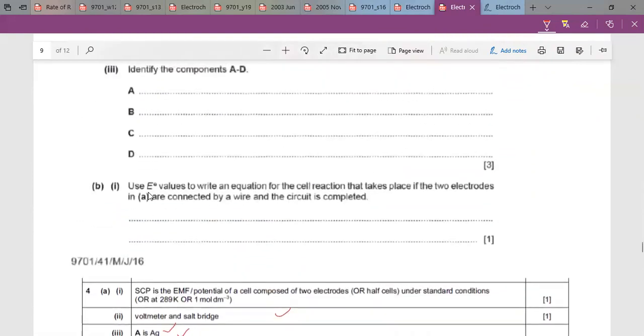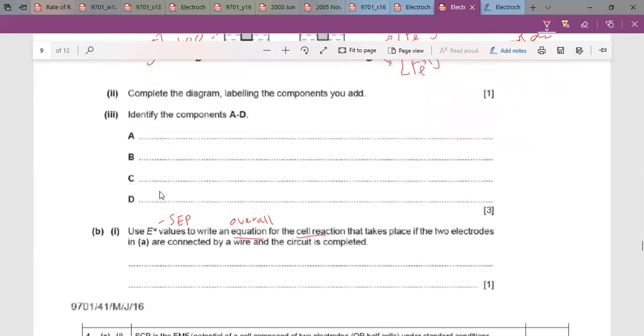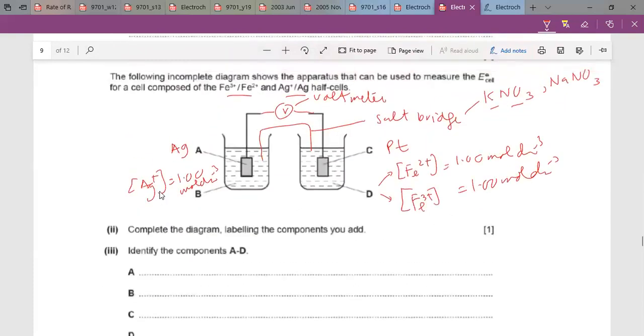Now here, use the E naught values. E naught values means, of course, the SEP table, to write the equation of the cell reaction, meaning the overall equation, for the cell reaction which takes place when the 2 electrodes are connected by wire. I told you already, to write the equation you first need to deduce the poles. Poles is the key thing: which is positive, which is negative.